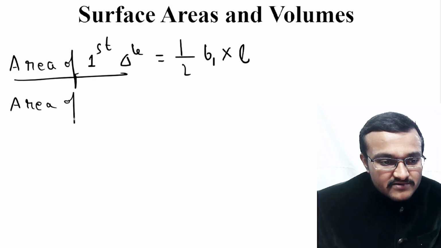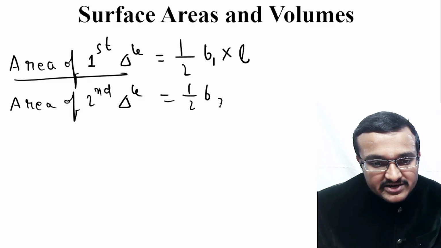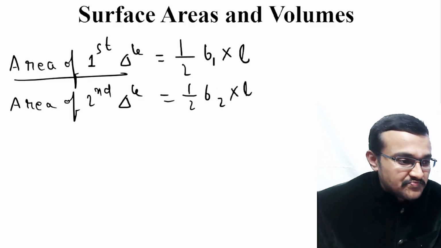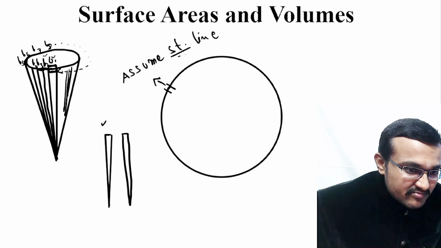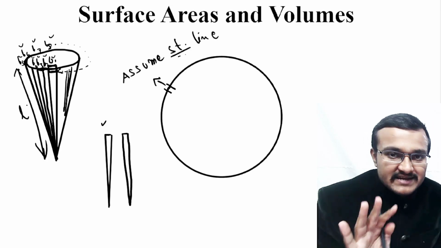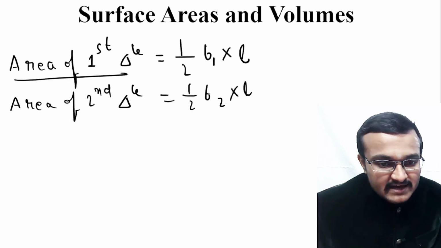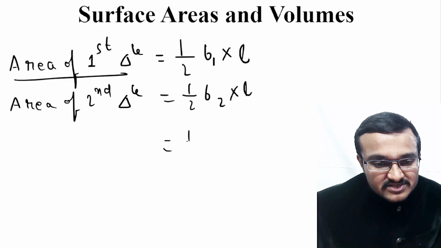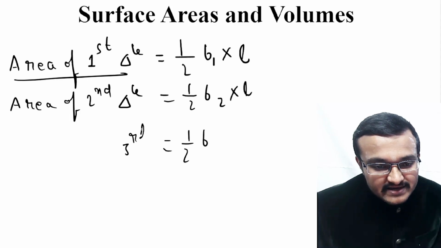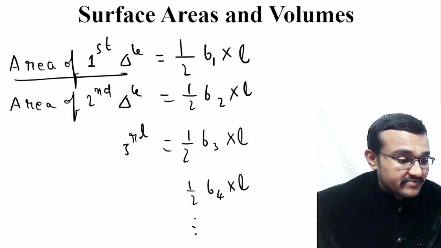Similarly, the area of the second triangle will be half B2, that is base 2, into L, because here we are considering B1, B2, B3, B4, B5, B6, B7, B8. L is the height of this triangle. The height of all the triangles is equal to L only, but the bases are varying. So now we have half B1 into L, half B2 into L. Similarly for the third triangle, it will be half B3 into L. Similarly for the fourth, it will be half B4 into L, and it goes on like this up to Bn.